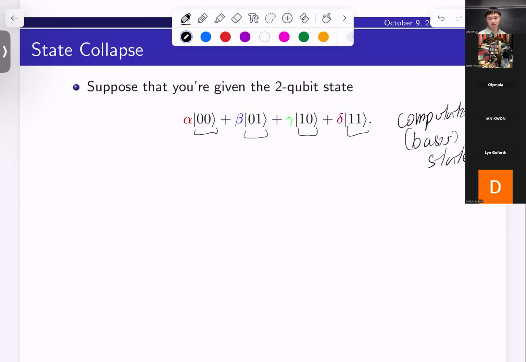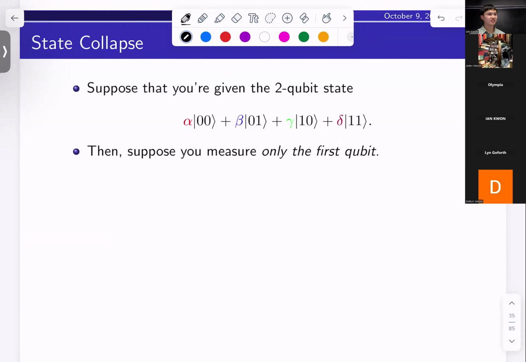If you're given a general 2-qubit state, are you always able to separate it into 2 separate qubits? That's a great question. We'll see that later, but the answer is no. Sometimes their states can become interrelated, and that's called entanglement, which you might have heard of.